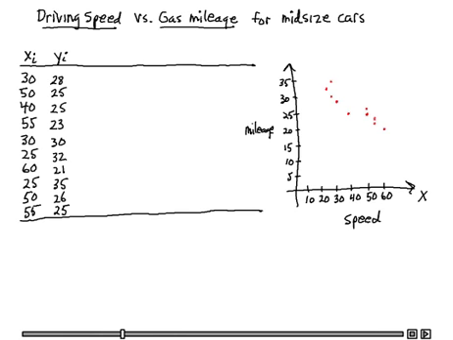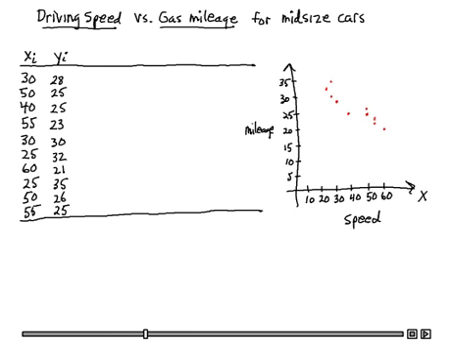There does seem to be a relationship between how fast you're driving the car and what kind of gasoline mileage you're getting. The faster you drive the car, the less and less gas mileage. It looks like there may be a negative, fairly strong linear relationship, is my guess. A negative linear relationship.